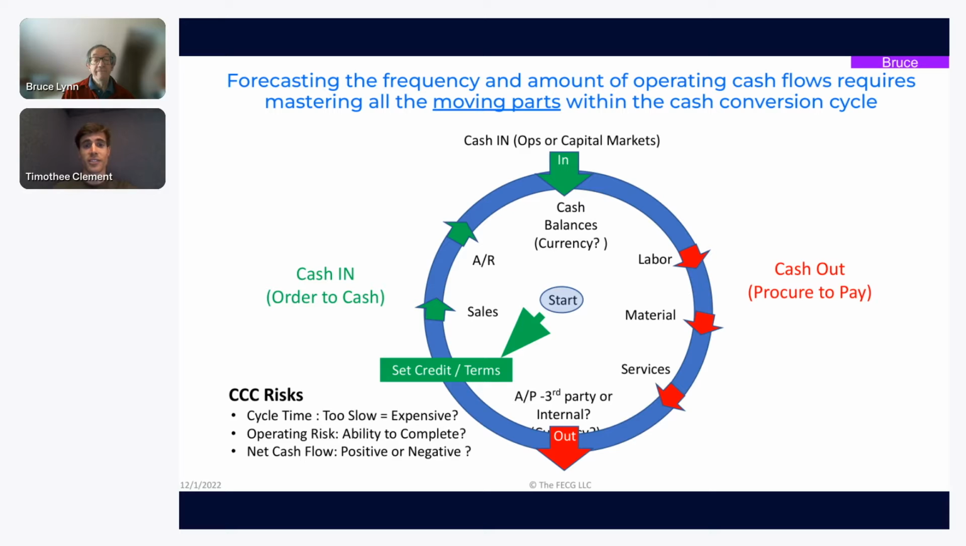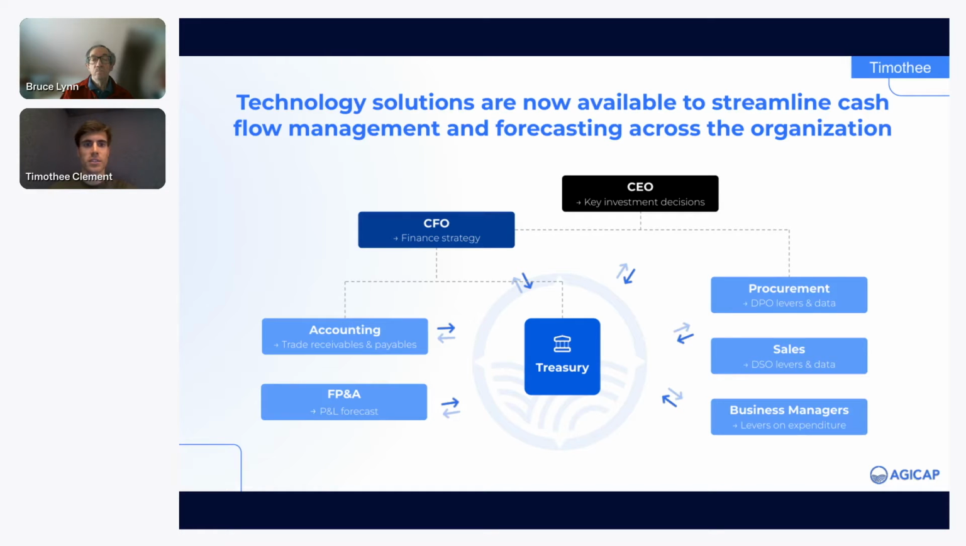Absolutely, and a big insight I get out of this is how complex cash flow can get, how many moving parts we have, and so why specialized systems are needed to handle it.